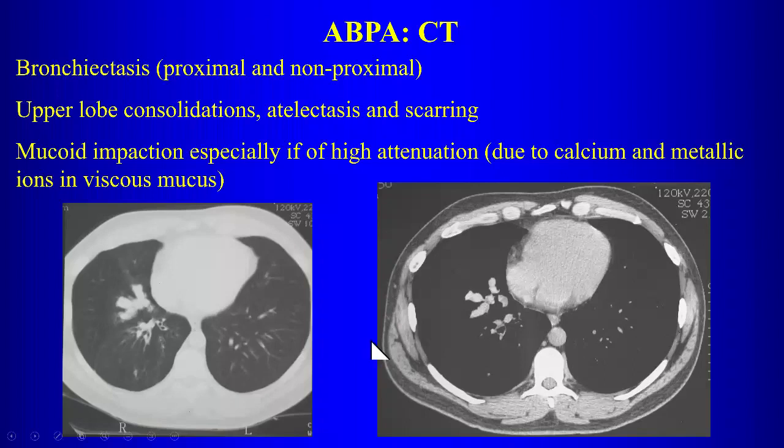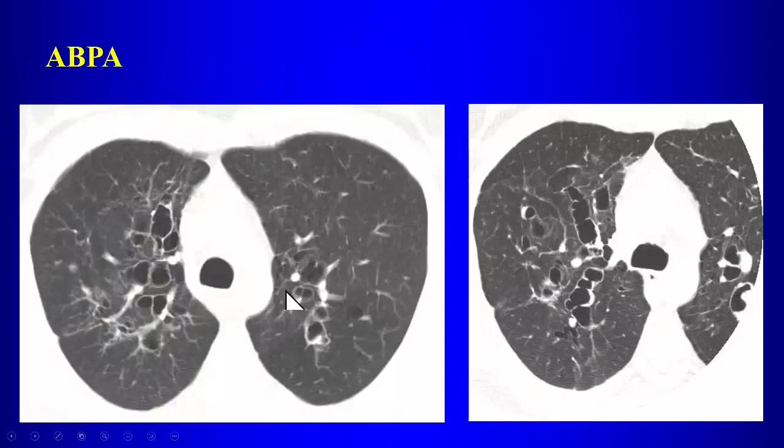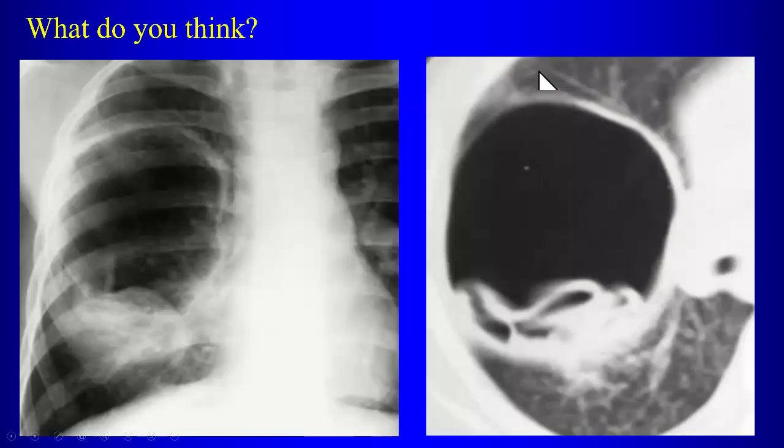Another feature of this is that the attenuation tends to be high even on non-contrast CT. So it can be because of calcium or metallic ions within the mucus, but high attenuation mucoid impaction is also associated with allergic bronchopulmonary aspergillosis. And if you have an asthmatic patient with bronchiectasis and mucus plugging, we want to include that in our differential diagnosis.